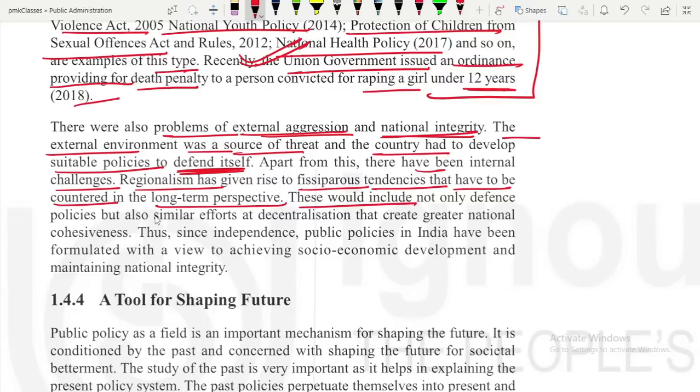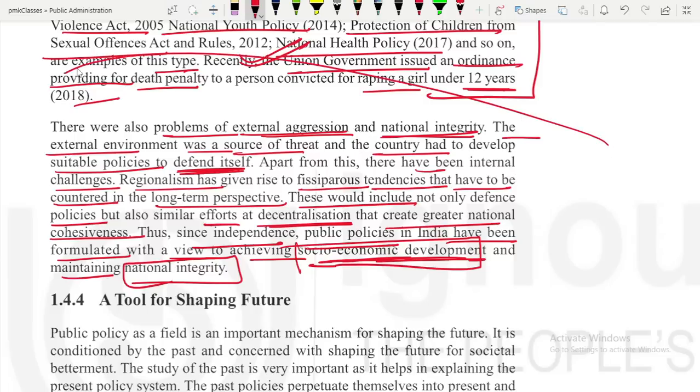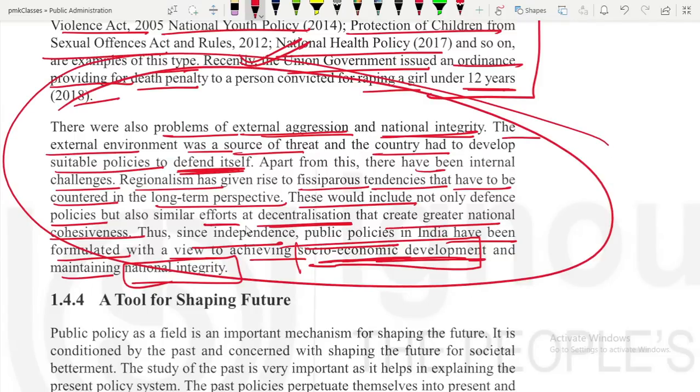So this would include not only the defense policies but also efforts at decentralization that create greater national cohesiveness. Since independence, public policy in India has been formulated with a view to achieving socio-economic development and maintaining national integrity. For this purpose, public policy plays a very important role.